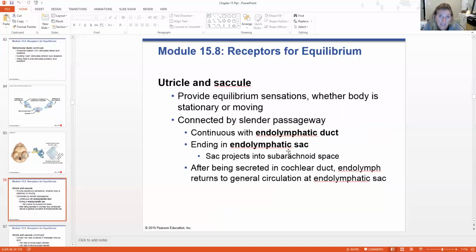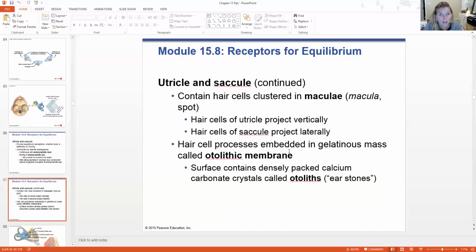It's connected by a slender passageway, which is continuous with that endolymphatic duct. It ends in what's called the endolymphatic sac, and these little sac projections go into the subarachnoid space. After being secreted into the cochlear duct, the endolymph returns into the general circulation at the endolymphatic duct. So the utricle and saccule contain hair cells, which are clustered in areas called maculae. The hair cells of the utricle project vertically, the saccule project laterally.